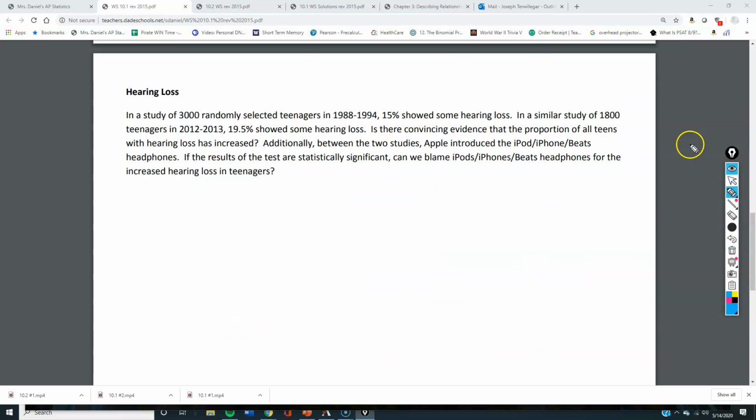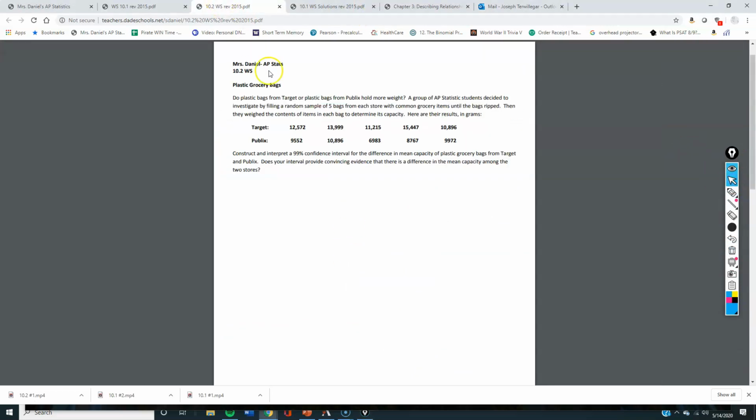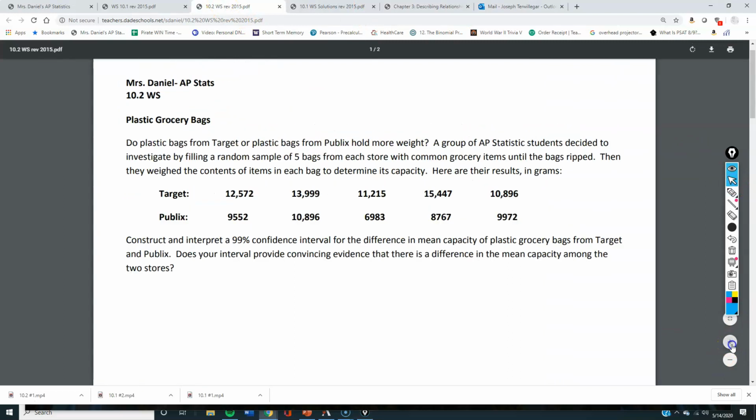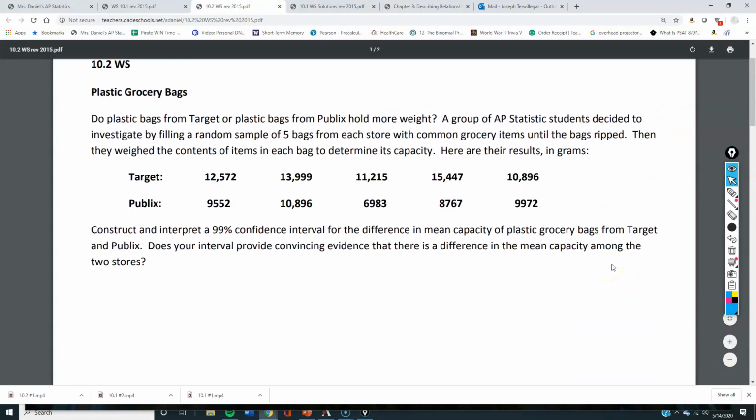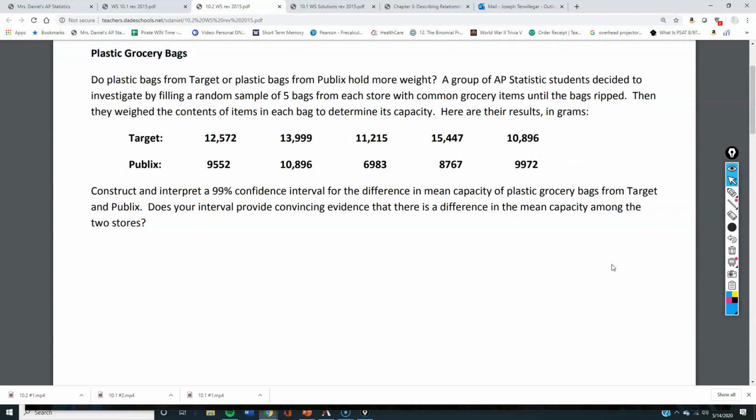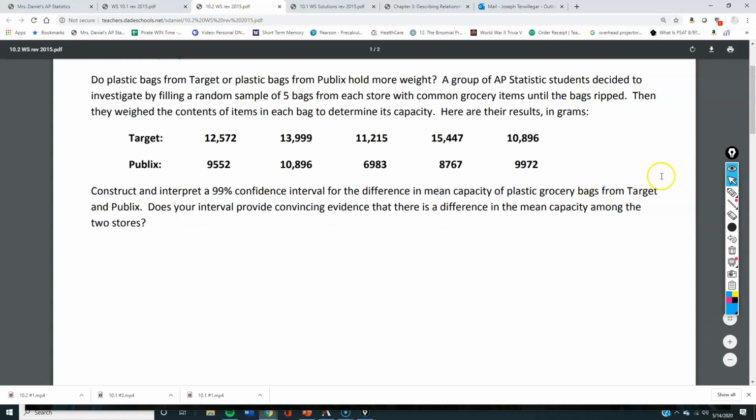All right. Last problem. Last one I may ever do for AP Stats. All right. Which plastic, this is 10.2 now. Which plastic bags hold more weight? So now we're looking at mean, not proportion. Everything's the same except for conditions. So let's try it. All right, state, plan, do, conclude.